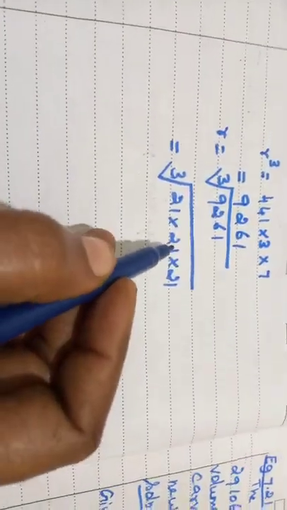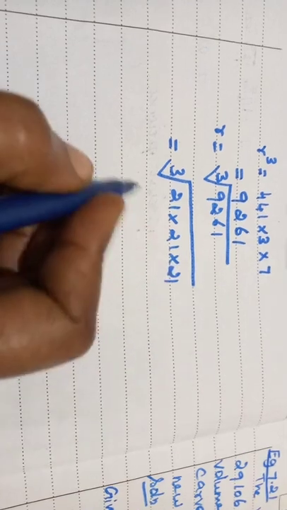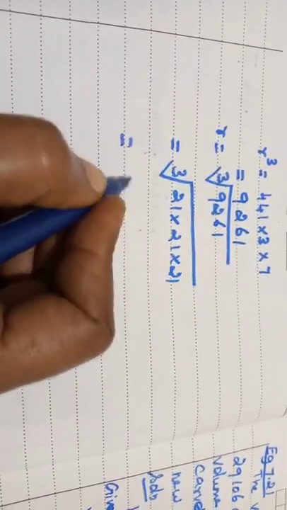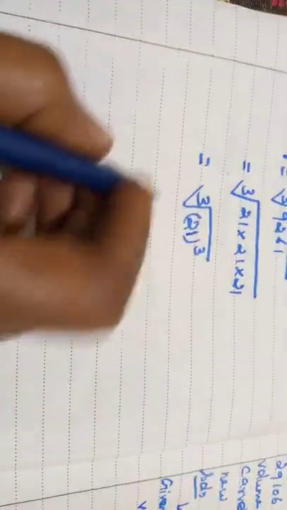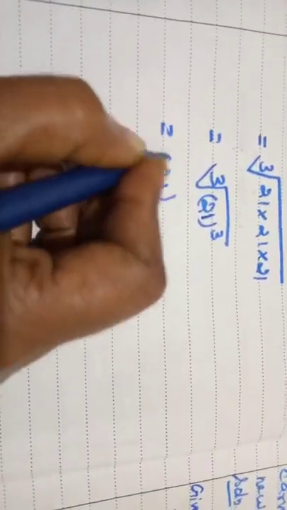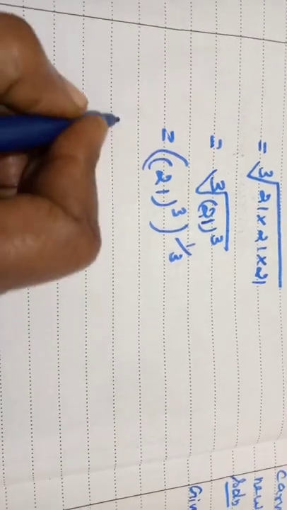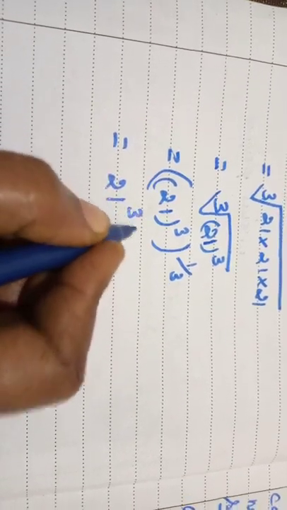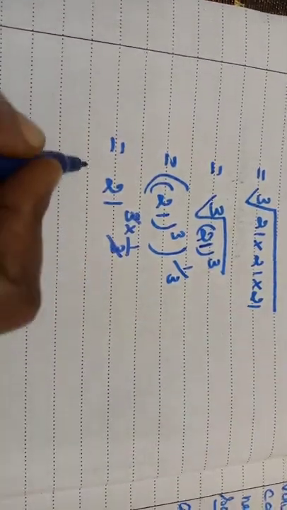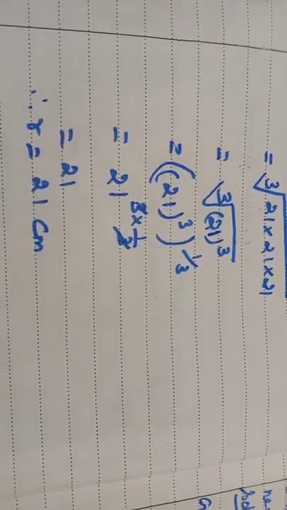Or using 3 table or 7 table, we can divide it. Directly, if you take 21's table, 3 times we will get it. Which can be written as cube root of 21 cube, which is equal to 21 cube the whole power 1 by 3. Cube root means the whole power 1 by 3. Square root means the whole power 1 by 2. a power m, the whole power n is a power m into n. 21 the cube into 1 by 3. Cube 3 can be cancelled, which is equal to 21. Therefore, R is equal to 21 centimeter. So, radius of the new hemisphere is equal to 21 centimeter.